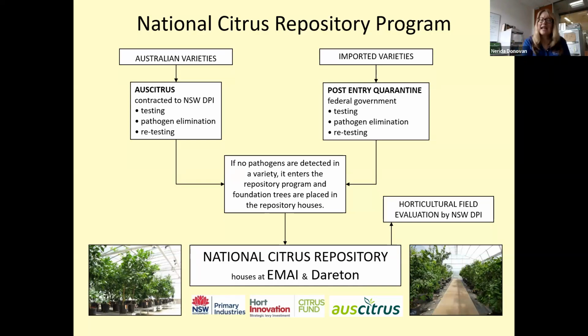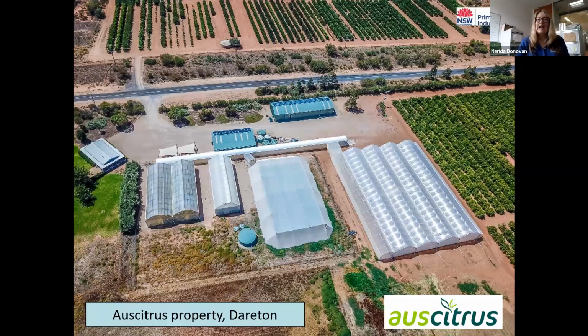And then buds are taken from those trees, and they may be sent to the private variety owner if it's a private variety. If it's a public variety, then that pathway doesn't apply. But for all the varieties, buds are then propagated. It's rapid nursery multiplication, and those are the trees that are used to supply the nurseries.